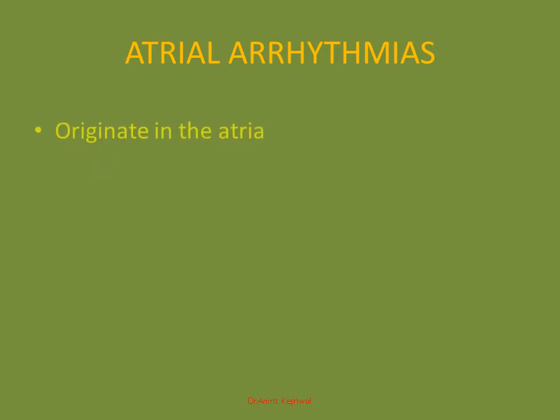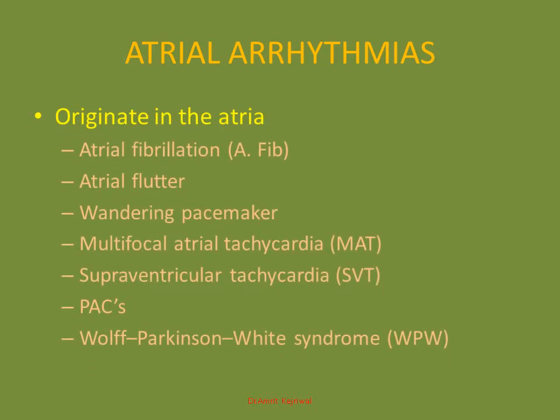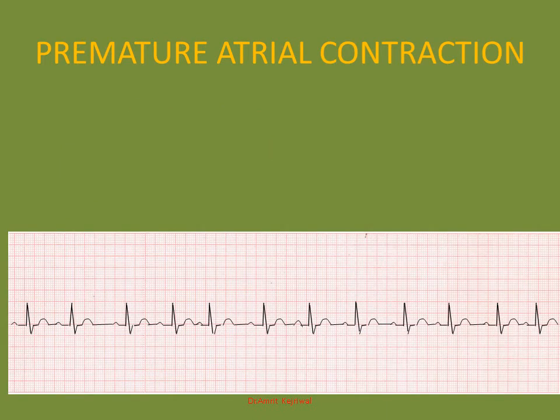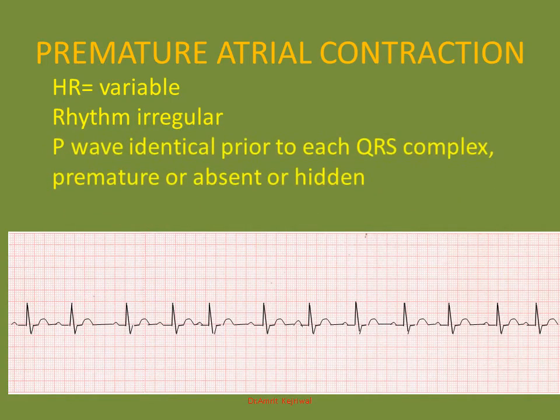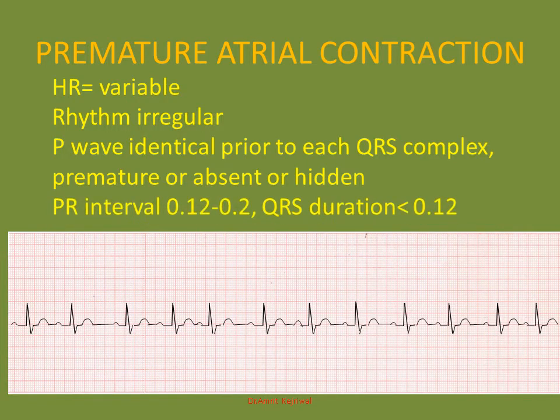Atrial arrhythmias originate in the atria, not the AV node, SA node, sorry, and it can be atrial fibrillation, atrial flutter, wandering pacemaker, multifocal atrial tachycardia, supraventricular tachycardia, premature atrial complexes, or Wolff-Parkinson-White syndrome. So this is premature atrial complexes. The heart rate is a bit variable. Rhythm is irregular, and P wave is identical to each QRS complex. Occasionally it may be premature or absent or hidden. So you can see over here this QRS complex and this QRS complex, they have come a bit earlier. PR interval is basically 0.1 to 0.2 second, and QRS duration is less than 0.12.